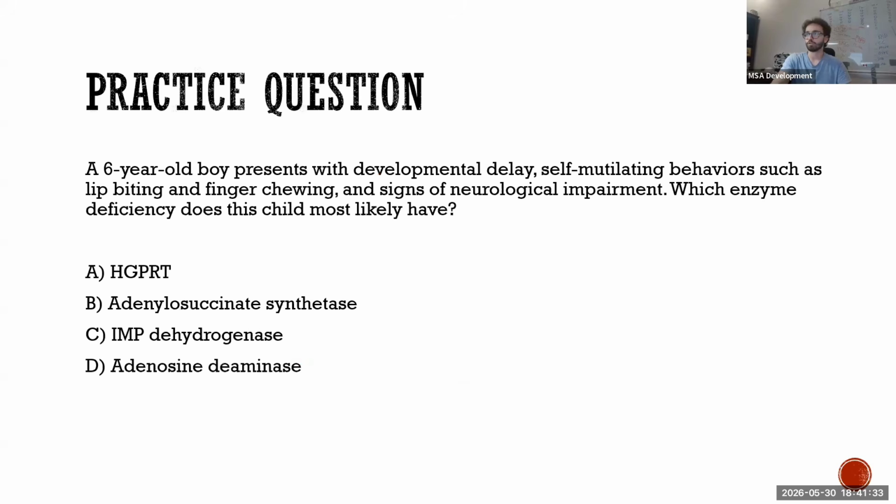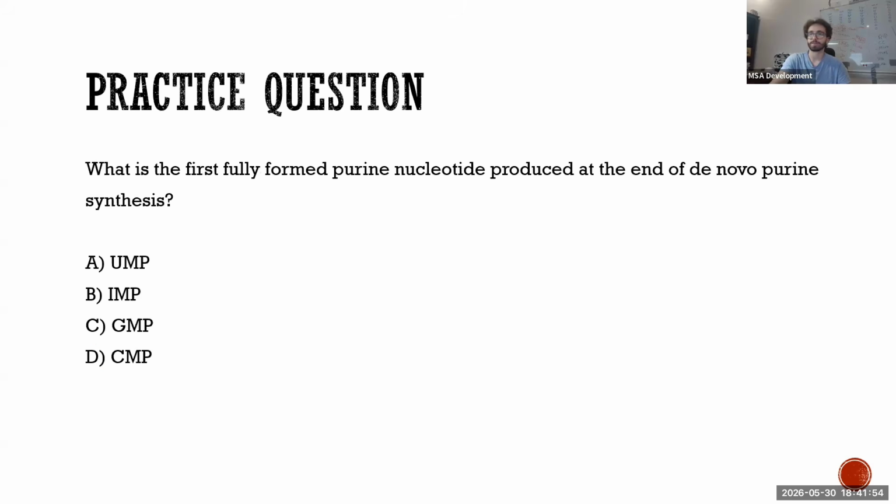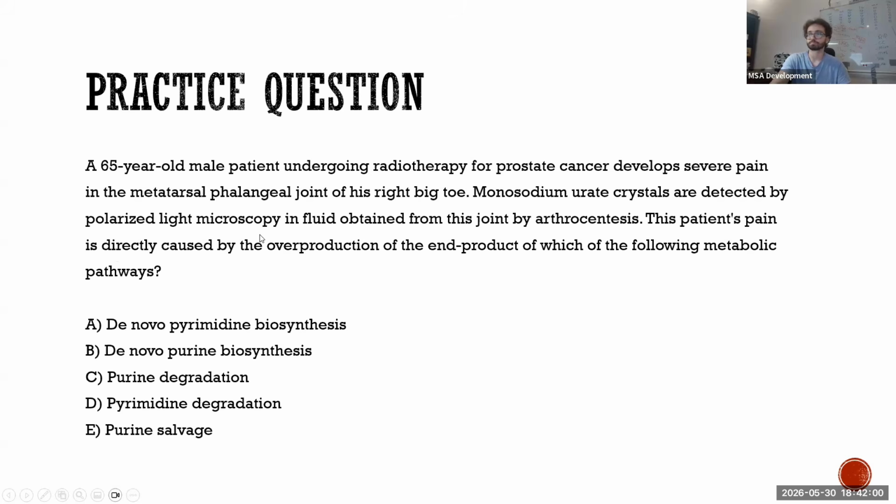Okay, checkpoint. We have a few questions. Biting fingers, HGPRT. Right away. Someone who has a lot of infections means that the B cells and T cells are not working well. What deficiency causes decreased B and T cells because of decreased DNA synthesis? Adenosine deaminase. Okay, first fully formed purine nucleotide in purine synthesis, we said it, IMP.